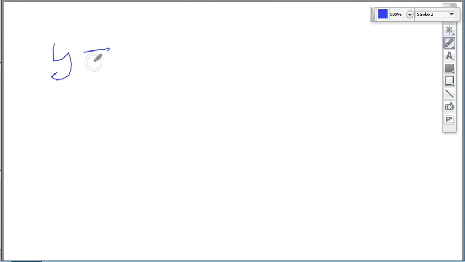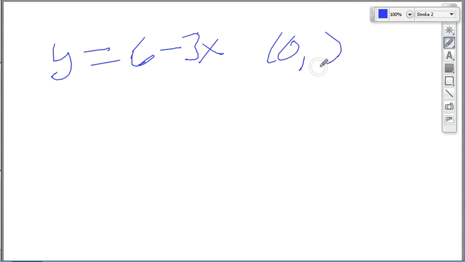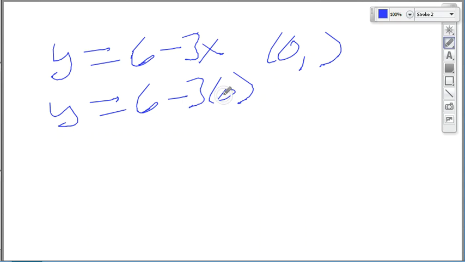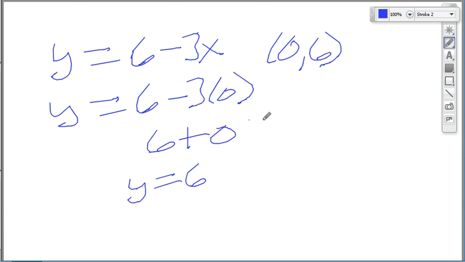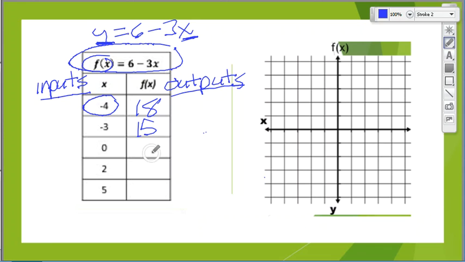When our x value is 0, our y value is going to be 6 minus 3 times 0. Negative 3 times 0 is 0. 6 plus 0 is 6. So 0, 6. That would be our ordered pair.